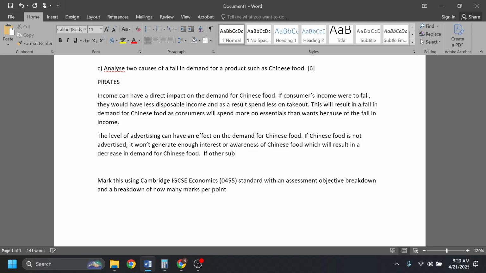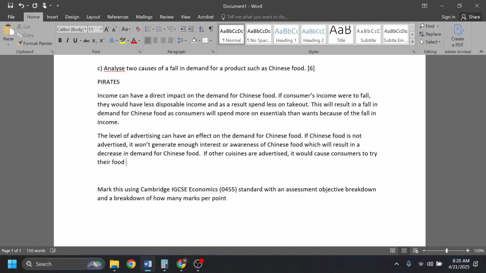If other cuisines are advertised, it would cause consumers to try their food instead of eating from a Chinese restaurant. Yeah, that'll do.